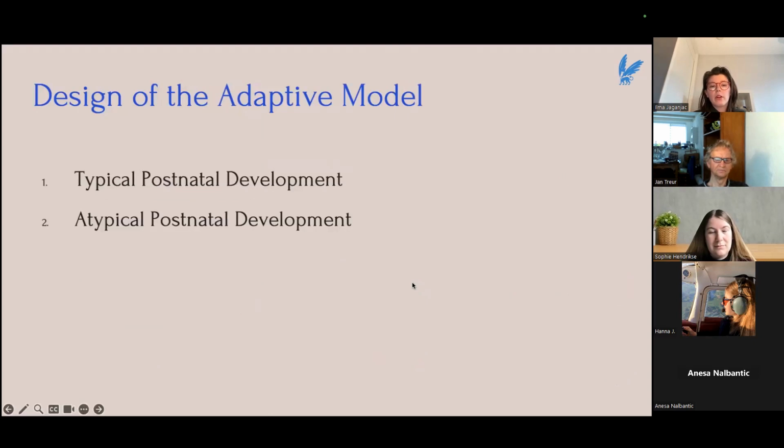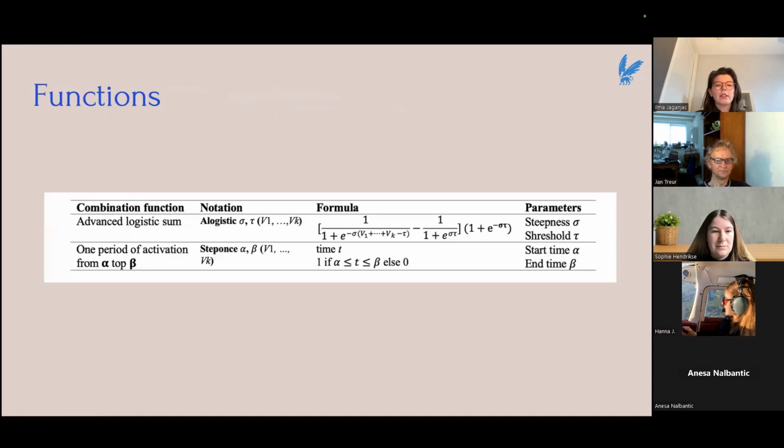So this is what I'm going to talk about today. I'm going to talk first about a typical postnatal development, and I did some simulation experiments for this. This is somebody without an unhealthy upbringing and who is not experiencing neglect. The second simulation is about an atypical postnatal development, so somebody who gets neglect during a phase in his life and eventually develops schizophrenia symptoms such as false memory generation because of that. But first, I want to talk about the functions I used.